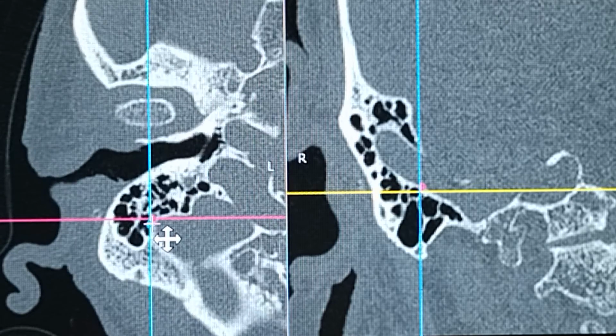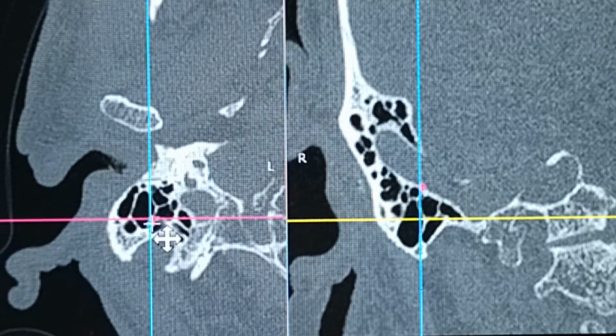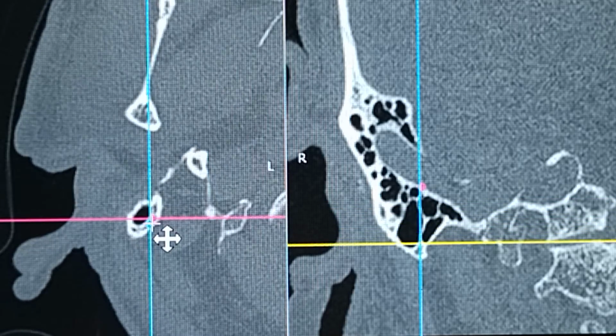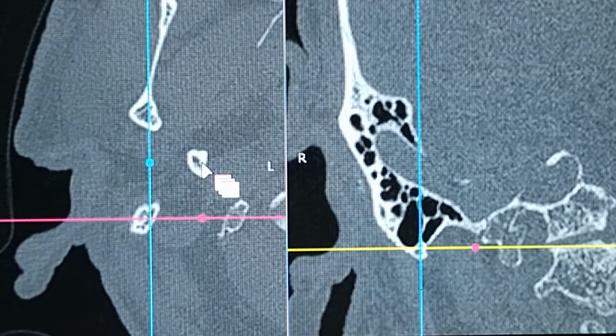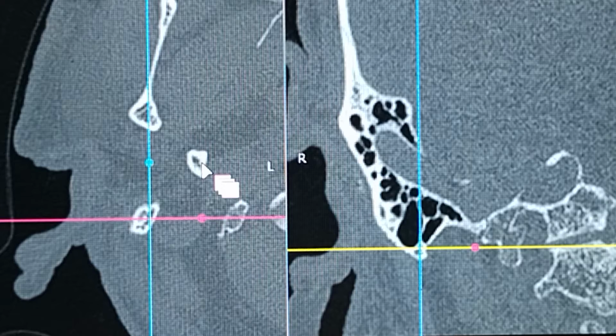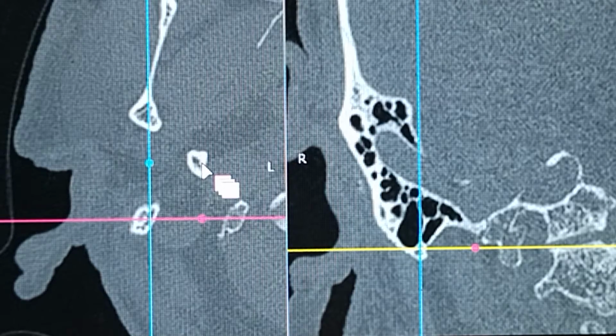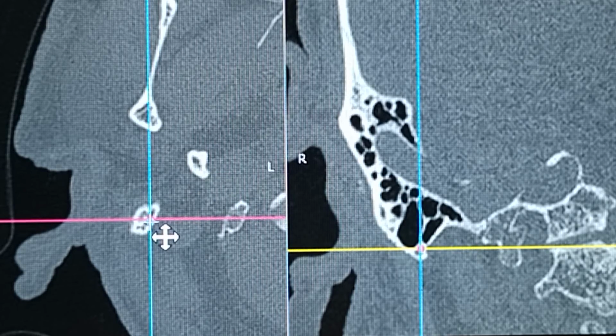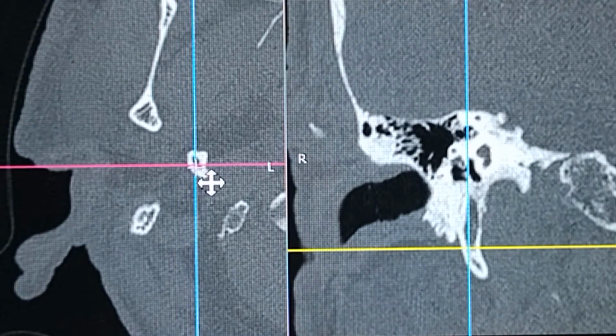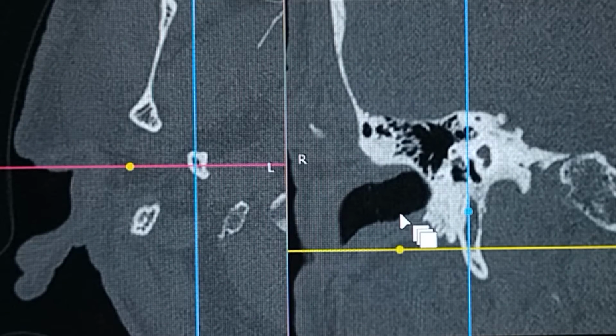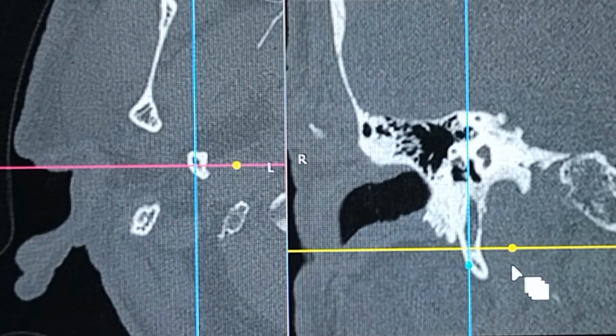Okay, so I'm going back inferior and I'm going to show you the second point, which is the styloid process. So this was the styloid process. Now we all know the styloid process comes from posterior to anterior and from lateral to medial. So I'm going to keep my navigation cursor on the styloid process right here, and on the coronal section you can see the styloid process coming from lateral to medial and from posterior to anterior.